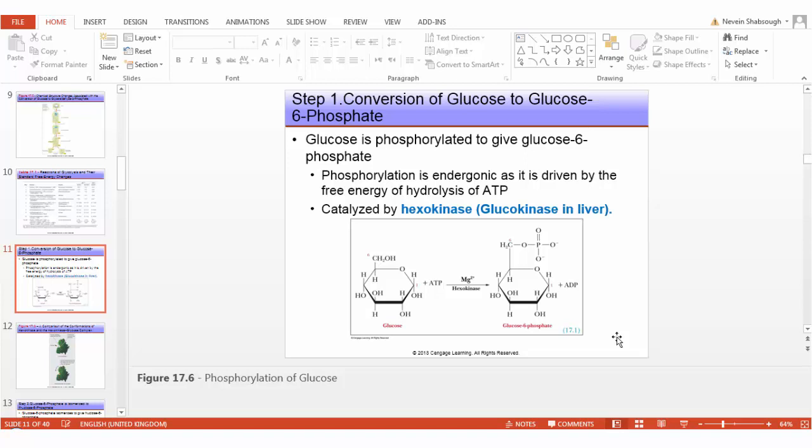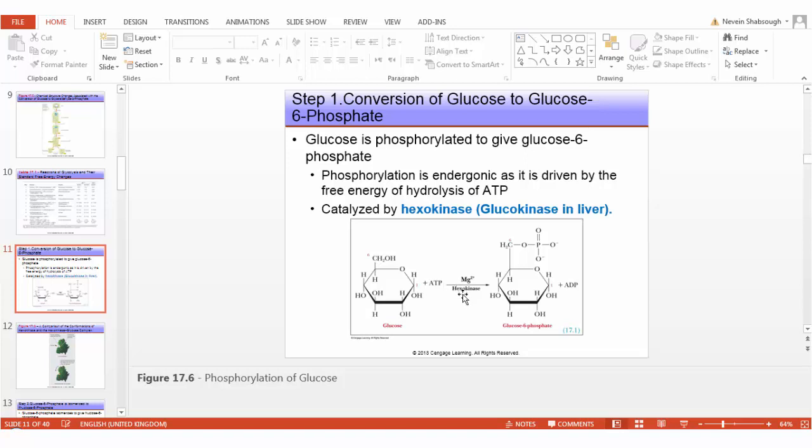Step number 1, conversion of glucose to glucose 6-phosphate. As you can see here, this is the Haworth formula for glucose. You see the anomeric carbon number 1 here. This is plus ATP in the presence of an enzyme called hexokinase. Now the glucose is phosphorylated at carbon 6. So this process of phosphorylation is endergonic, but it is driven how? By the hydrolysis of ATP. We know when ATP is hydrolyzed to ADP, it produces minus 7.3 kilocalories per mole. So this drives the reaction actually.